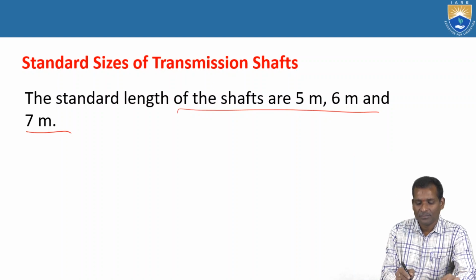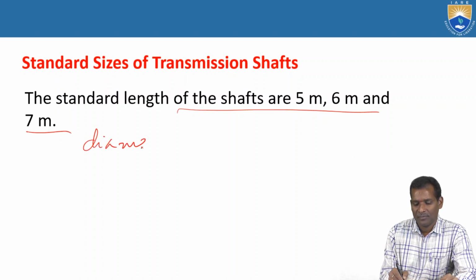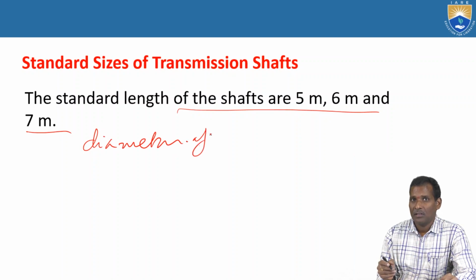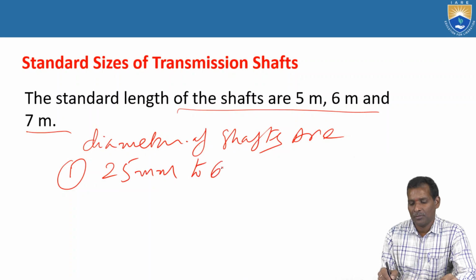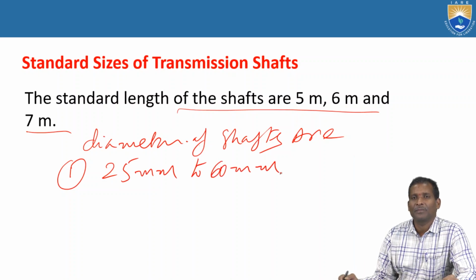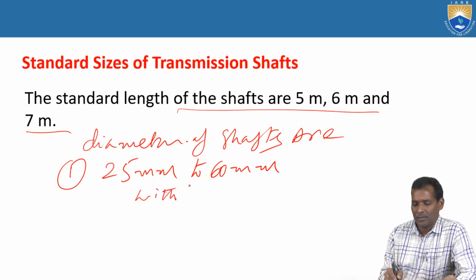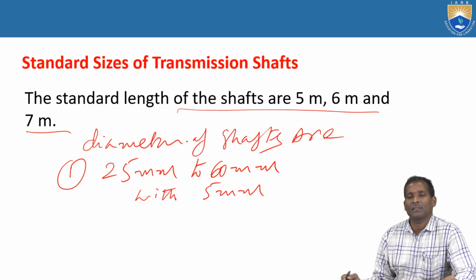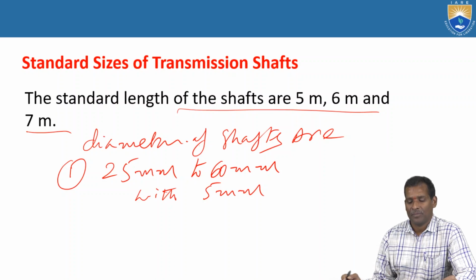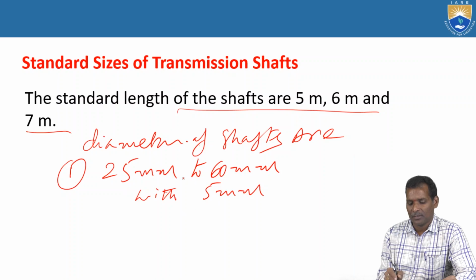The diameters of shafts are, so the first size is 25 mm to 60 mm in steps of 5 mm. These are the standard dimensions of the diameters of the shaft. So how do you calculate the first range?